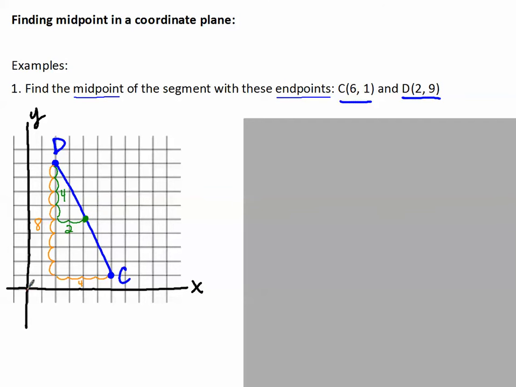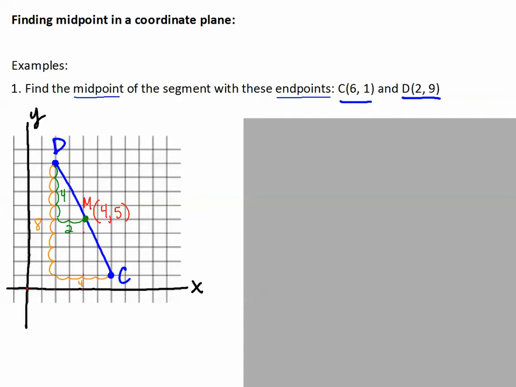Let's find the coordinates by counting from the origin. From the origin, I count 1, 2, 3, 4, and then 1, 2, 3, 4, 5. So this is at the point 4, 5, and we'll label that M for the midpoint.